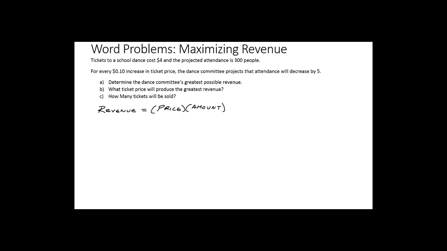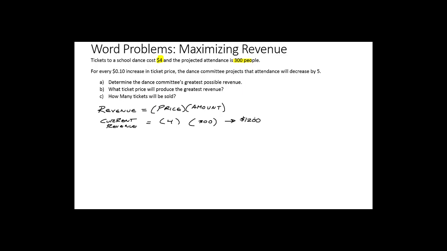All right, so let's look at our scenario. Right now, we're just looking at a made-up school dance scenario. Tickets to the dance cost $4. That's the price, and we think 300 people are going to attend. So let's talk about what the current revenue is. Right now, my price is $4 times 300 people. If we multiply that, it should be $1,200. That's what we generate.